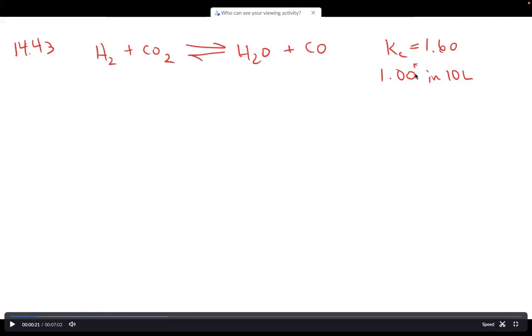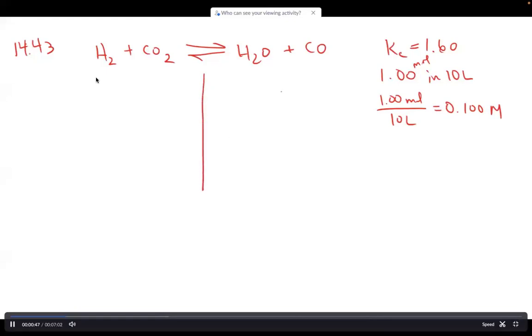The trick is they tell you in the reaction that we have 1 mole of each of these in 10 liters. A lot of the previous questions that we did gave you concentration already. Here, you have to find concentration. So here's moles in 10 liters, so we have to find molarity for all of these. Molarity is moles divided by liters. So we have 0.1 molar for all of these gases in the reaction: the hydrogen, the carbon dioxide, the water, and the carbon monoxide. Those are our initial concentrations.